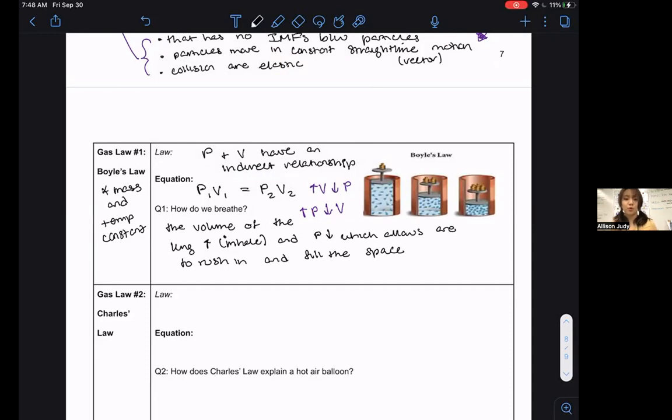Now there's more room for more gas particles. It's not as tightly packed. So then air rushes in, and then you do the biochemical respiration process where you convert O2 into CO2, and then you breathe out, you release the pressure to prepare for the next filling.